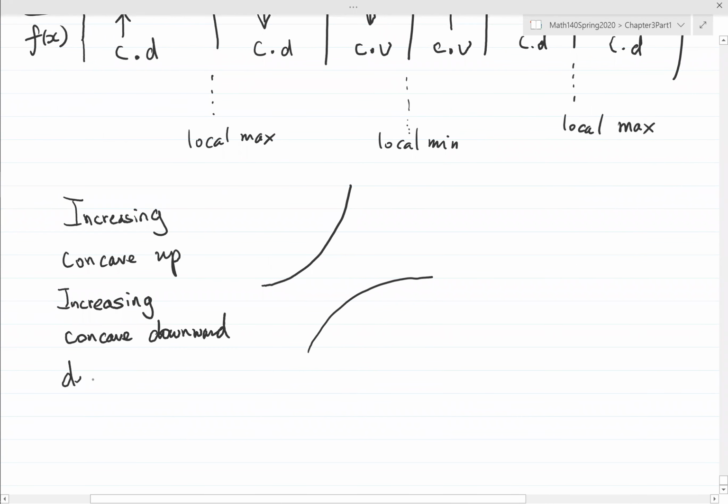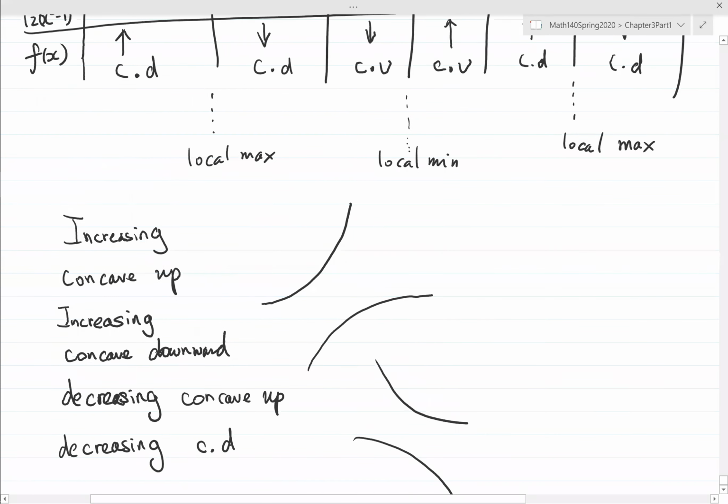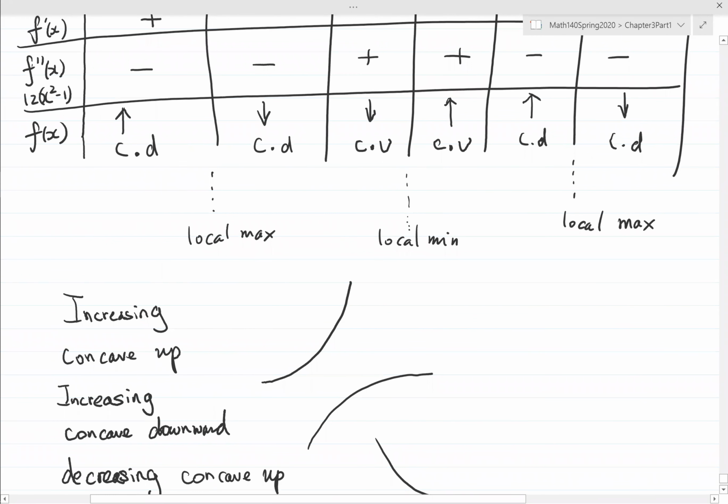And then decreasing concave up. Decreasing concave up. Okay. Decreasing concave down. Decreasing concave down. So there are four cases. All right. Now we will apply these four cases to the function here.